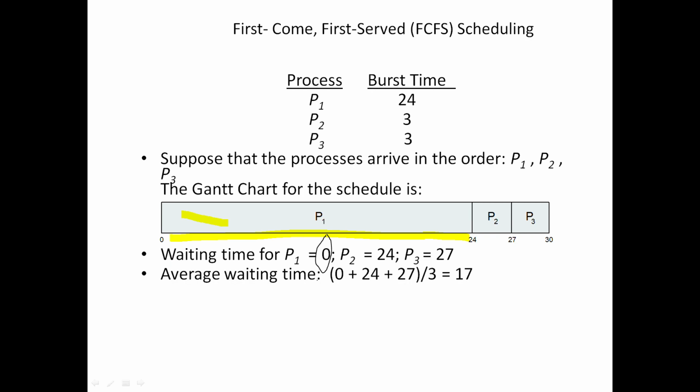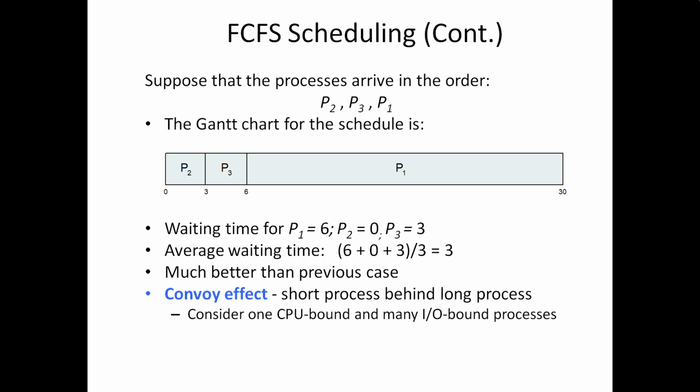Now the average waiting time. We calculate it as 0 plus 24 plus 27, divided by 3. So the average waiting time for this example is 17 milliseconds. This is how we calculate the average waiting time for the first come, first served scheduling algorithm.